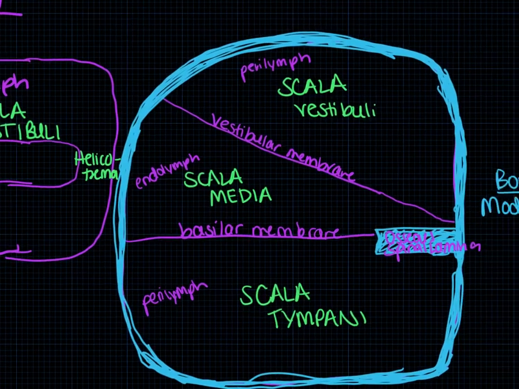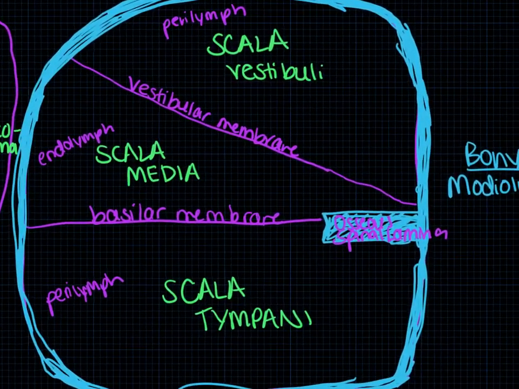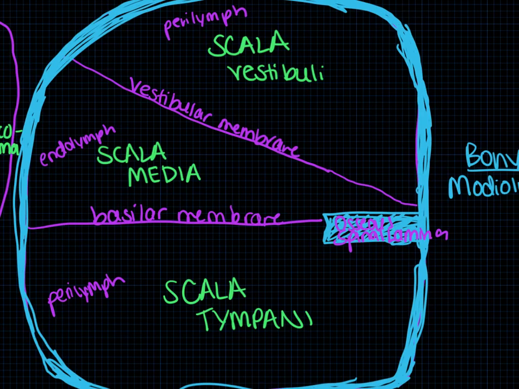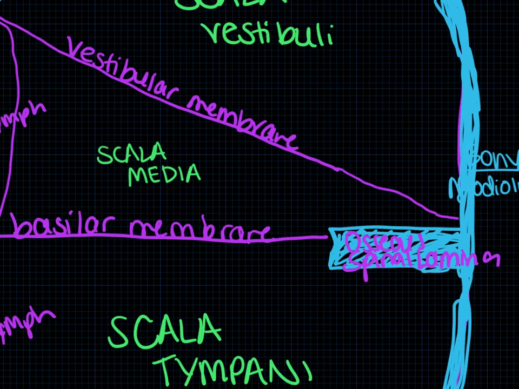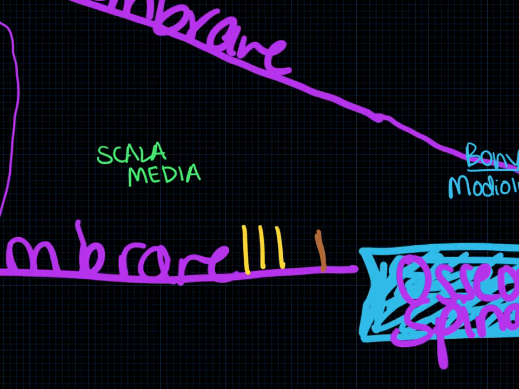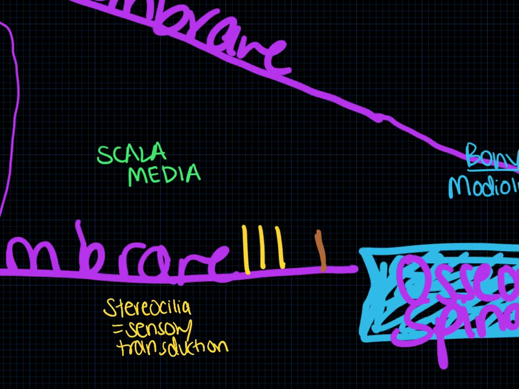So moving back to this cross section, within the cochlear duct is going to be the sensory transduction organ called the organ of Corti. In the organ of Corti, there are going to be 3 rows of outer hair cells and 1 row of inner hair cells. These hair cells are going to have stereocilia located on the apical or free surface of the hair cells, and the stereocilia are going to be the sensory transduction elements. The outer hair cells are going to be embedded in a gelatinous structure called the tectorial membrane.